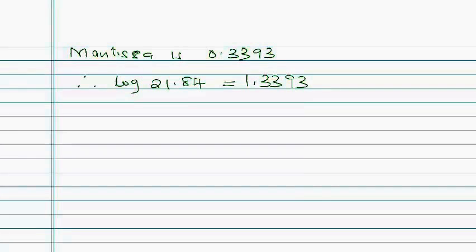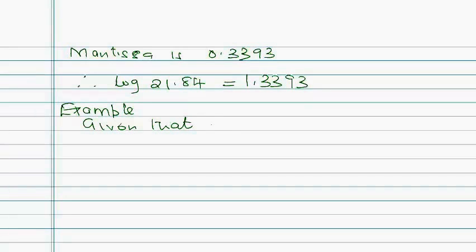Another example that we need to familiarize with is the situation whereby you are given that log of 42.53 is equal to 1.6287.